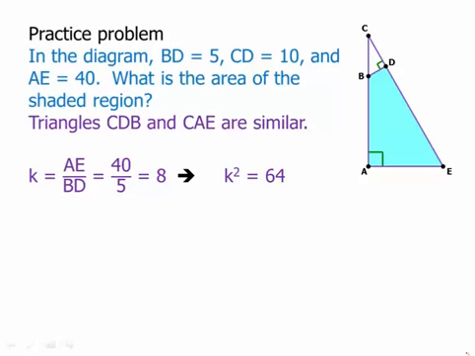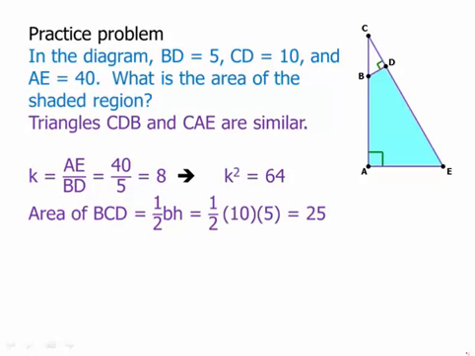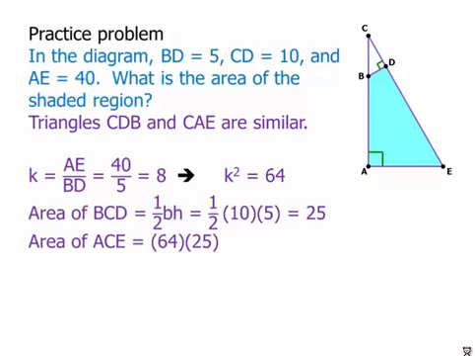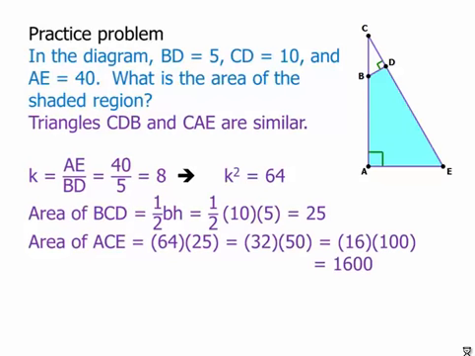Well, we can easily find the area of that small triangle. It's just a right triangle with legs of 5 and 10. So that area is going to be 1/2 times 5 times 10, that's going to be 25. Well, the area of the larger triangle is going to be 64 times 25, scale factor squared times the smaller area. For this, we'll use doubling and halving. Half of 64 is 32. Half of 32 is 16. So we get 16 times 100 is 1600. That's the area of the large triangle.